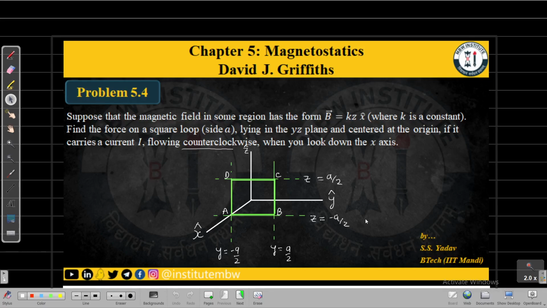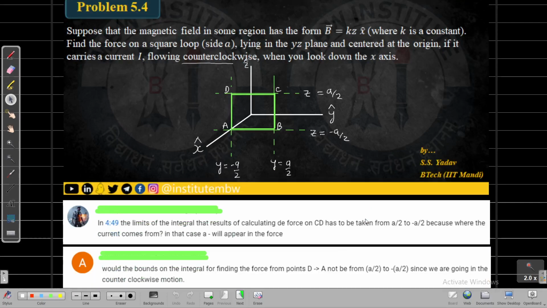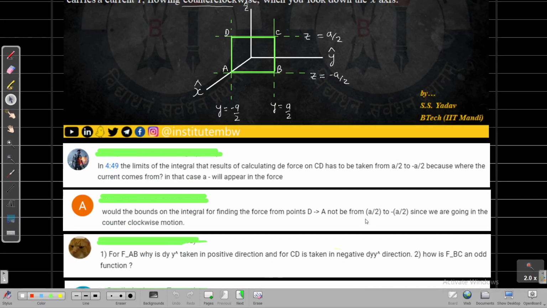We are going to solve problem 5.4 again. When I solved the earlier version of this problem, there was some mistake and there were some doubts. I have some screenshots of the comments that you commented on it. You are having some problem, you are confused about the limits, so I will clear all of them.